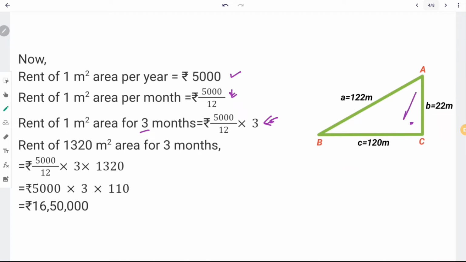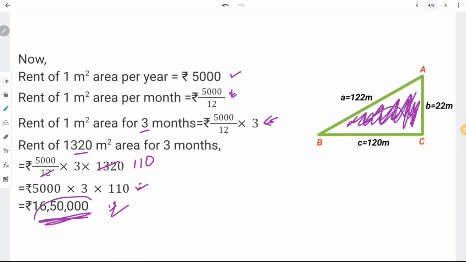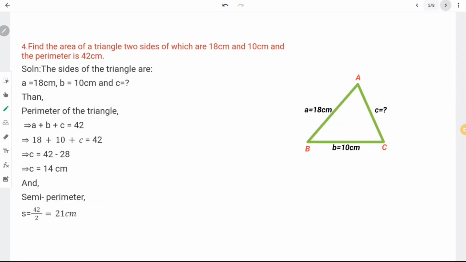Now remember, the company is going to use this whole area, which was equal to 1320 meters square, for 3 months. So for 1 meter square it is this much, for 3 months it will cost this much, but what is the total area we have? 1320. So we get it from here, and again 12 under 12, 12 ones are 12, ones are 0. Then we have 5,000 into 3 into 110. When we multiply, we see how much they have to pay if they use the entire area of this wall for 3 months: 16,50,000.